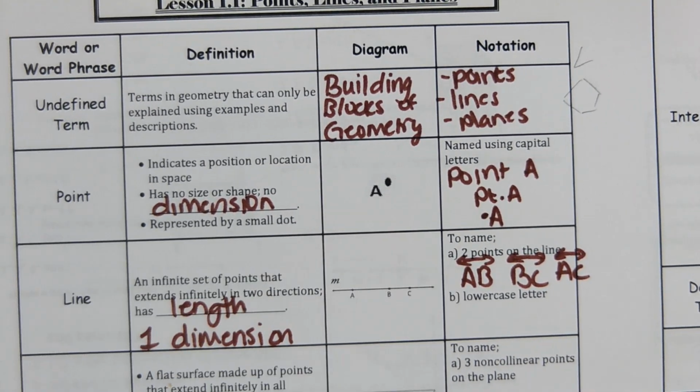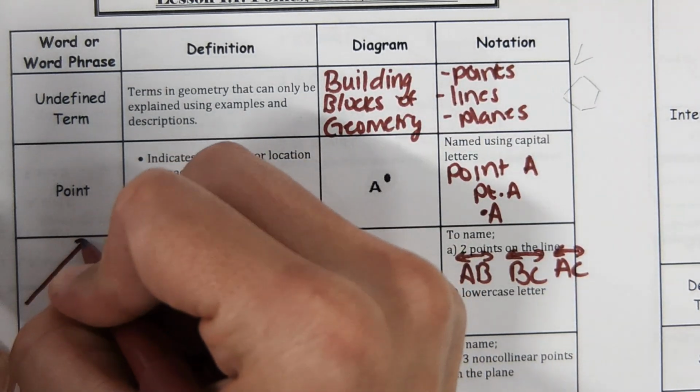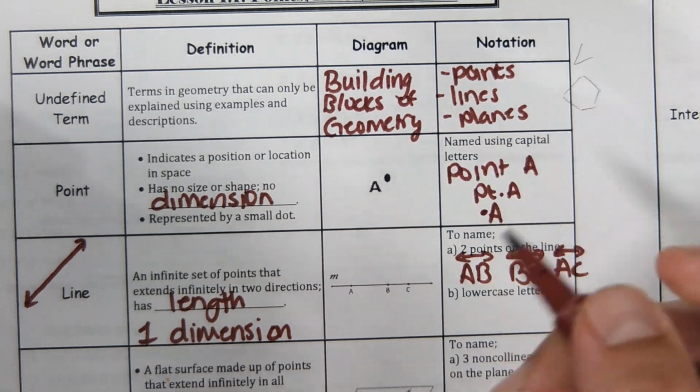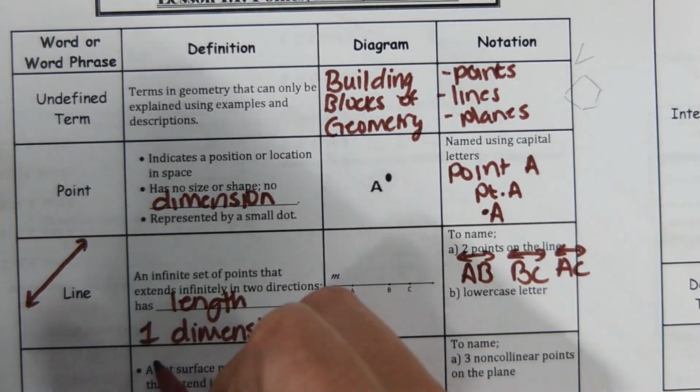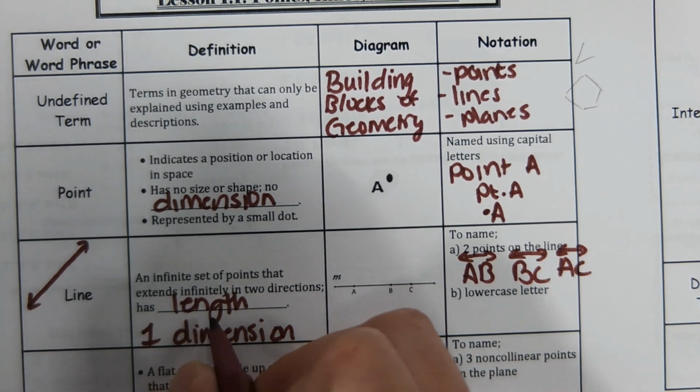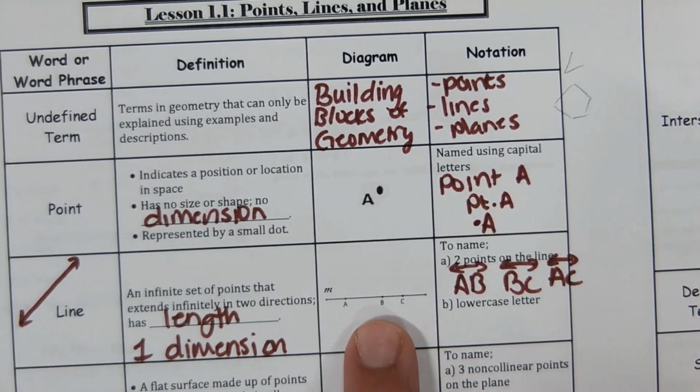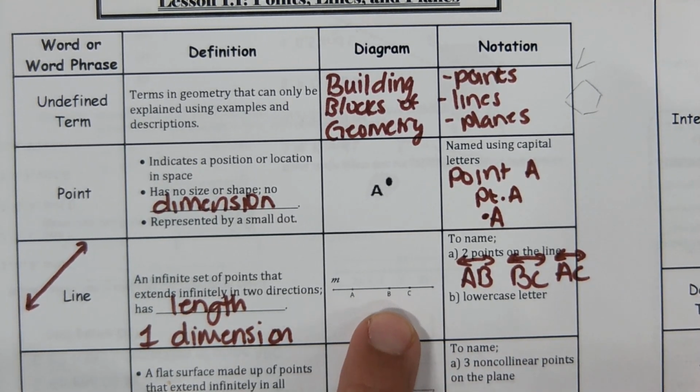Line. Of course, you're familiar with a line. It looks like this. It goes on and on forever and ever. The technical definition: an infinite set of points that extend infinitely in two directions. It only has one dimension, and that dimension is length. And then there's an example right here of a line.